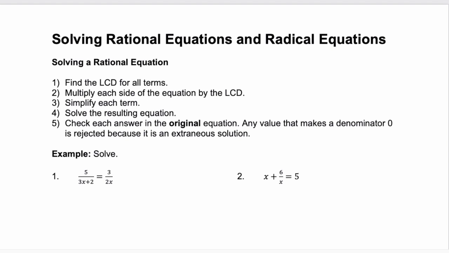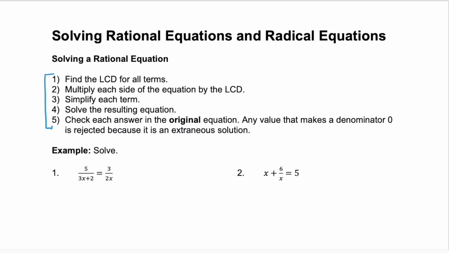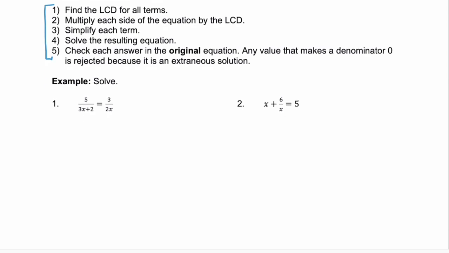Remember, a rational equation is a fraction, and we have 5 steps that we're going to go through for these first 3 examples. Step 1, we need to find the LCD for all terms. Our LCD for this first example is 2x times 3x plus 2. That's because neither of these denominators can be factored or simplified in any way.